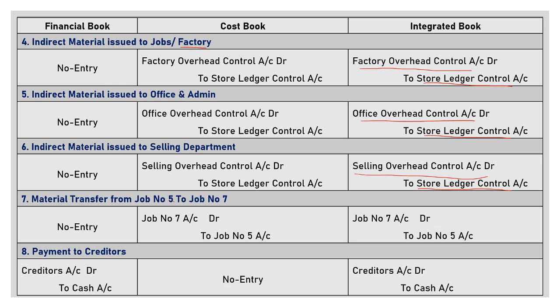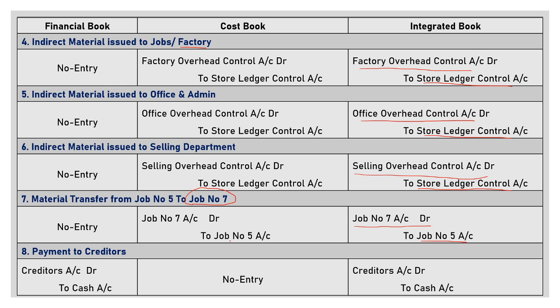Our next transaction is where the material is transferred from job number 5 to job number 7. Now job number 7 is the receiver, and we debit the receiver and credit the giver. So here our entry in the cost book and integrated book is job number 7 account debit to job number 5 account.